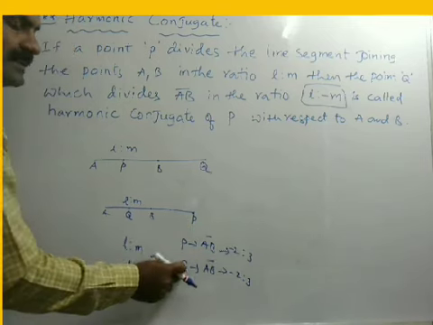So read the question, everybody. Find the harmonic conjugate of 7, 5 with respect to 4, 2, 9, 7. So first you need to guess here what is given. Actually there are 4 points, no? A, B, P and Q. Out of these 4 points, only 3 points are provided here. So first let us try to identify what points are given.